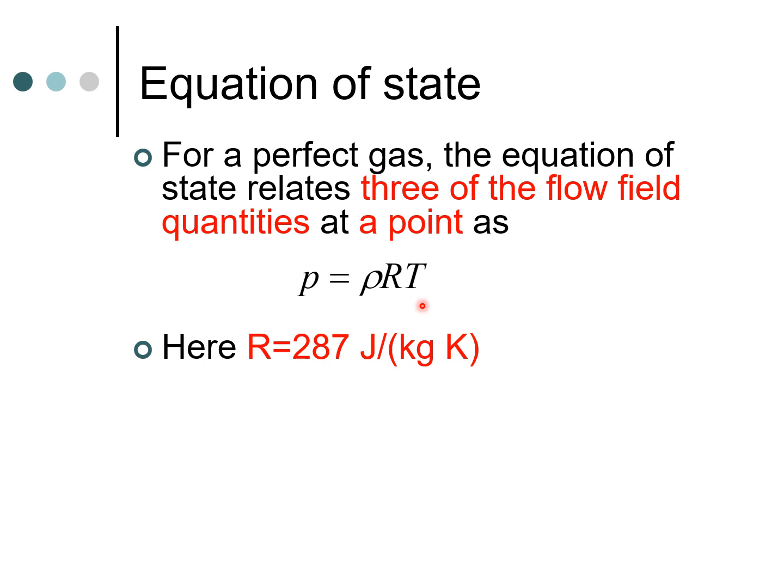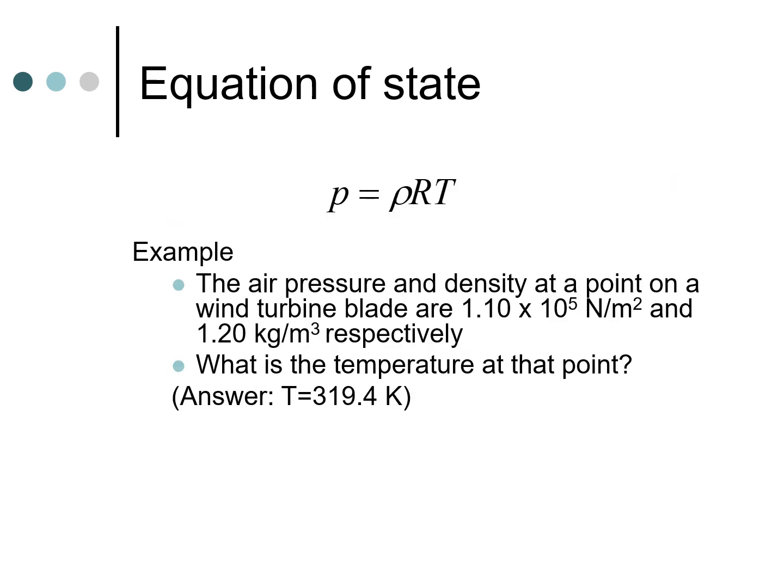Like I mentioned, this equation holds at any given point. So if you are at any point and you know any two of the quantities, let's say you know rho and T, you can calculate P. Or if you know P and rho, you can calculate T and so on. Here the constant R is very important, and this R is 287 joule per kg Kelvin. That is what is known as the gas constant for air. If you want to solve any simple problem, we can always use this equation.